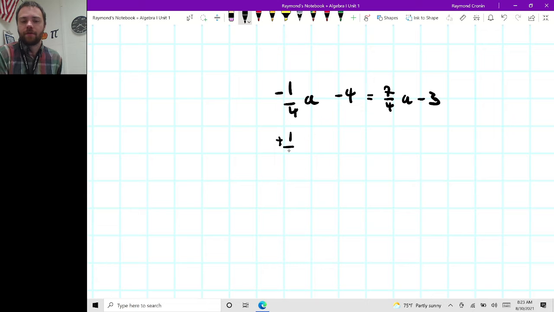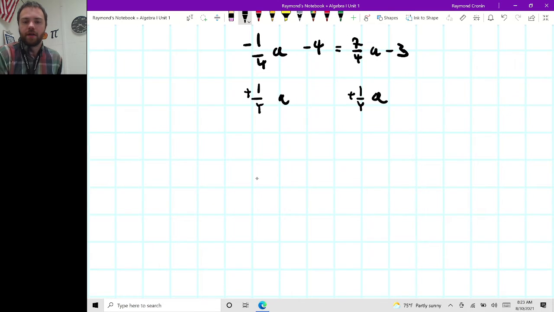And how do you add fractions to each other? Well, let me move this over first. So I've got 1/4 a, and I've got negative 4 comes down. I've got negative 1/4 a and positive 1/4 a will cancel out. They'll add to 0. So I've got negative 4 is equal to 7/4 plus 1/4. So let's see what that is. So 7/4 a plus 1/4 a minus 3. I've got two denominators that are the same.